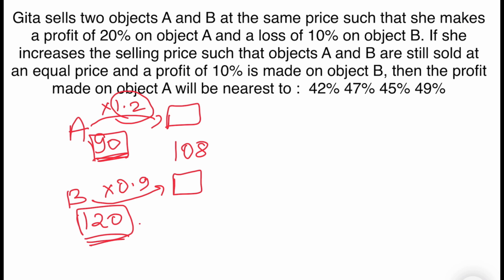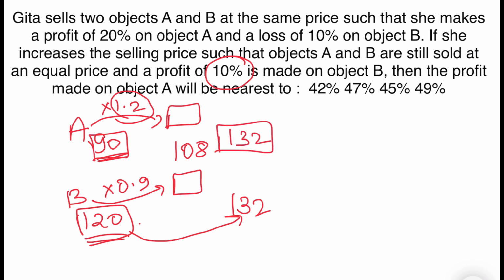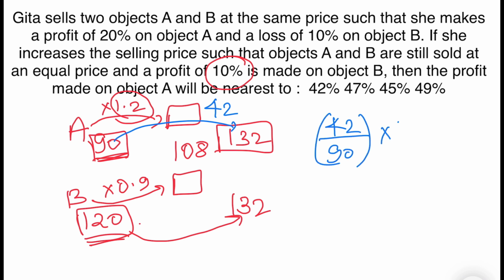On B, there is a profit of 10% being made. The new selling price of B would be 132. And similarly, the selling price of A is also 132. Right? The cost of A is 90 rupees. The selling price is 132. You can very clearly observe a profit of 42 rupees made on the product A. So 42 out of the cost price 90 multiplied by 100 is your profit percentage. This will be 46.6%. And that's nearest to 47%, which is the answer to your question.